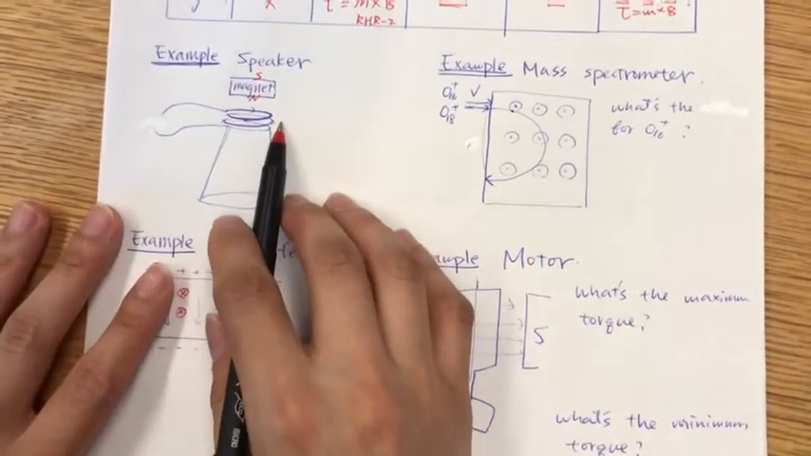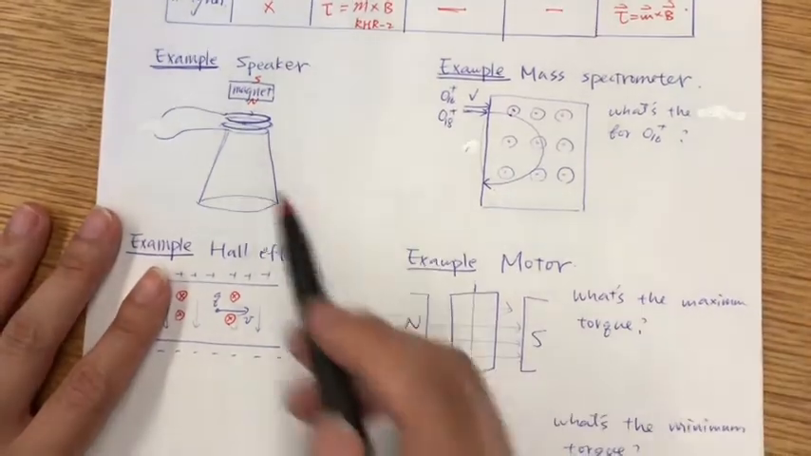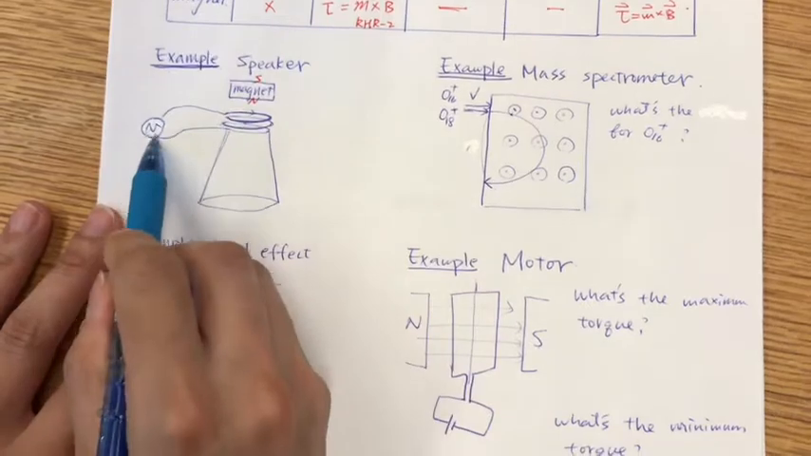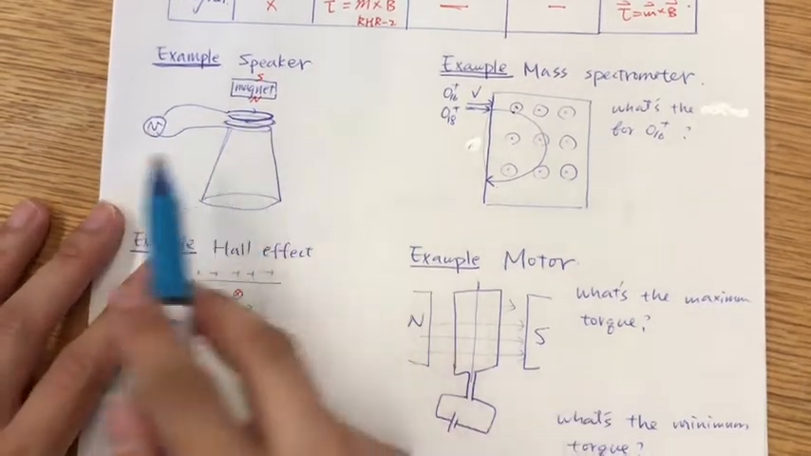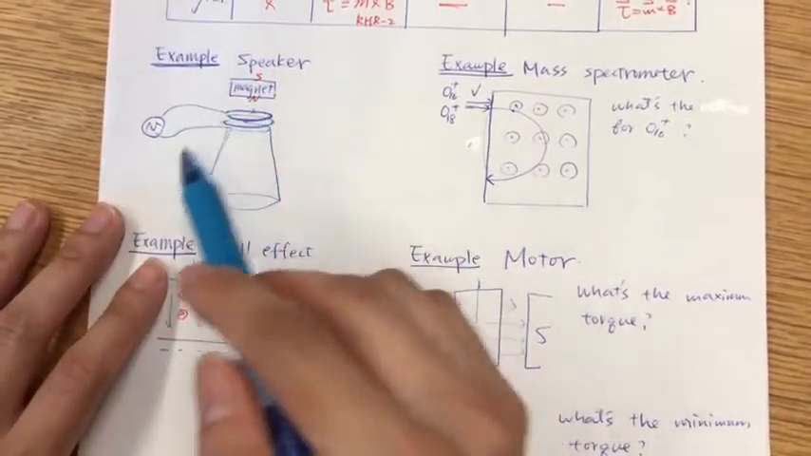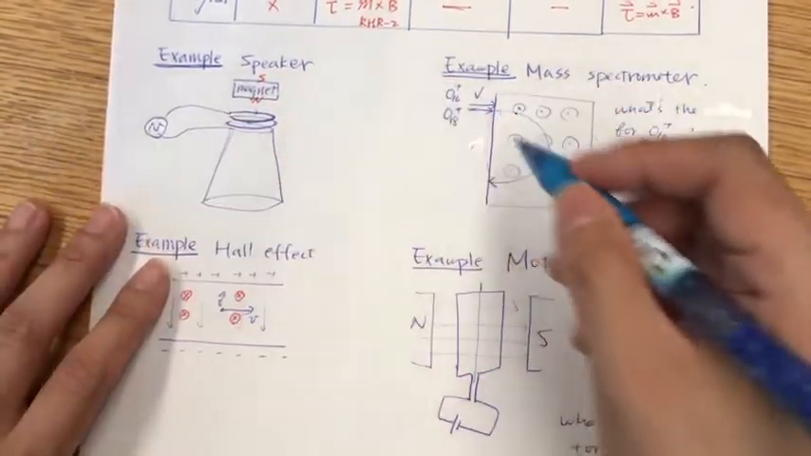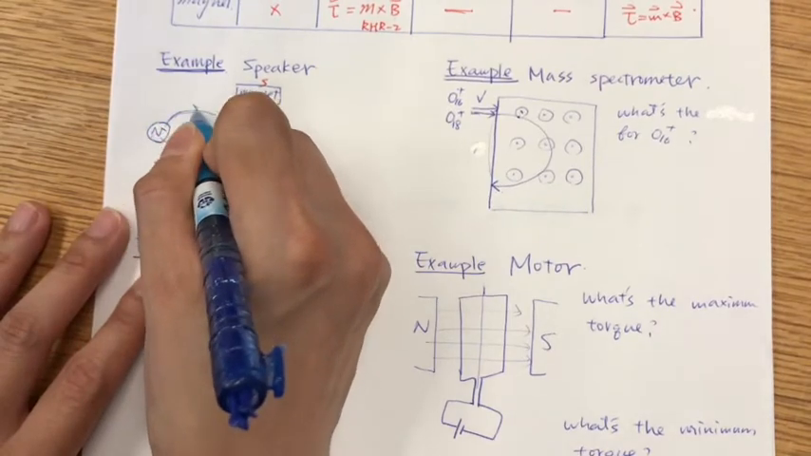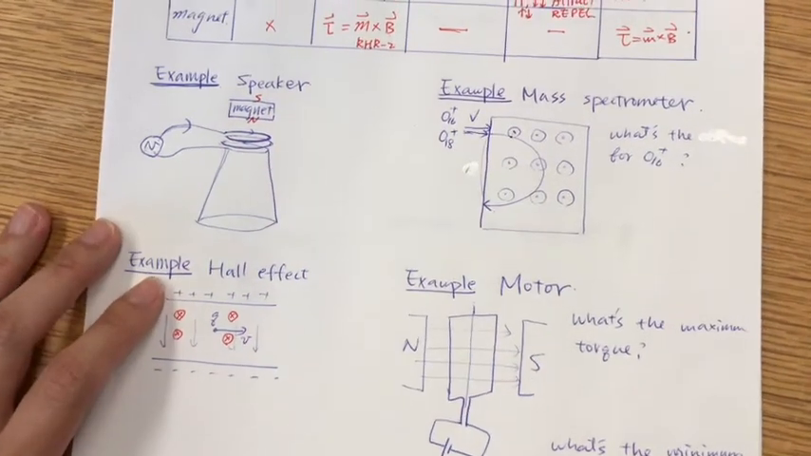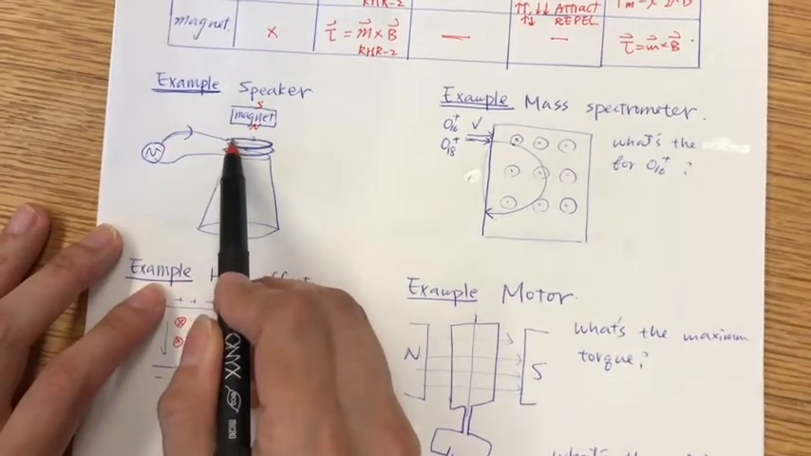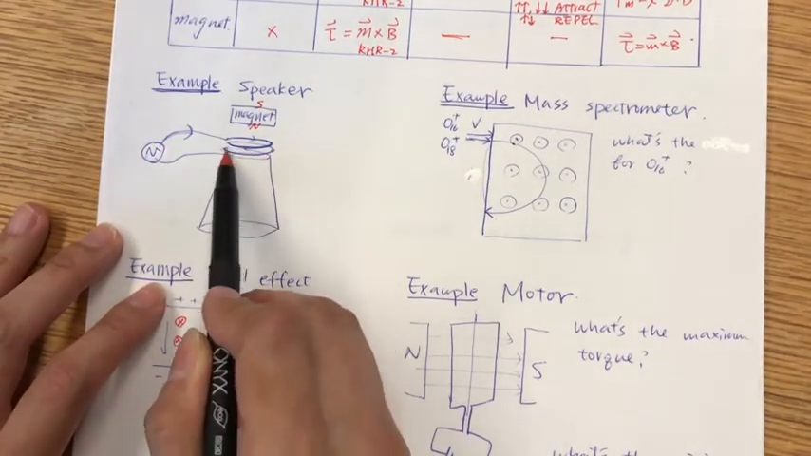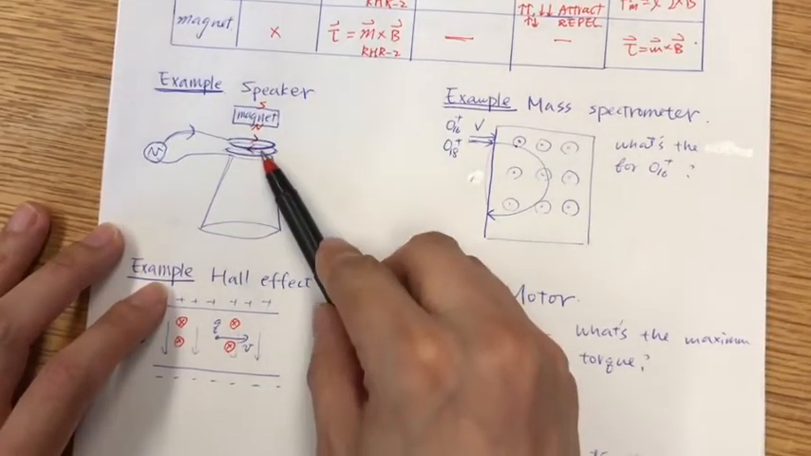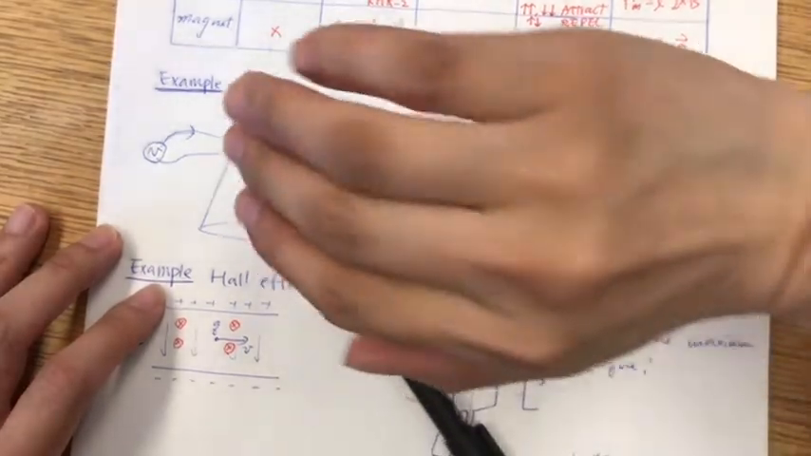Let's see the first one, speaker. So this is a speaker. You can connect this to your phone, and your phone will send out the current. It could be an up and down current. So say initially the current goes this way. Now you can see a current come this way, and then do the circle here. All right. So from the loop, you can see the current is going this way.